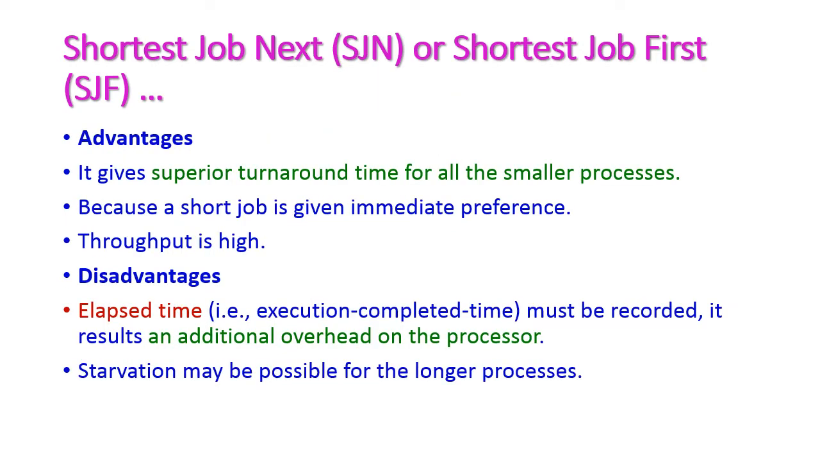Next, let us see the advantages and disadvantages of the shortest job first algorithm. First, the advantages. This algorithm gives superior turnaround time for all the smaller processes, because these processes get immediate preference to access the CPU. The throughput is high. The drawback is that the elapsed time, that is the execution completion time, must be recorded by the processor. This gives some additional overhead to the processor. Then starvation may occur for longer processes, because all the longer processes will execute at last only.